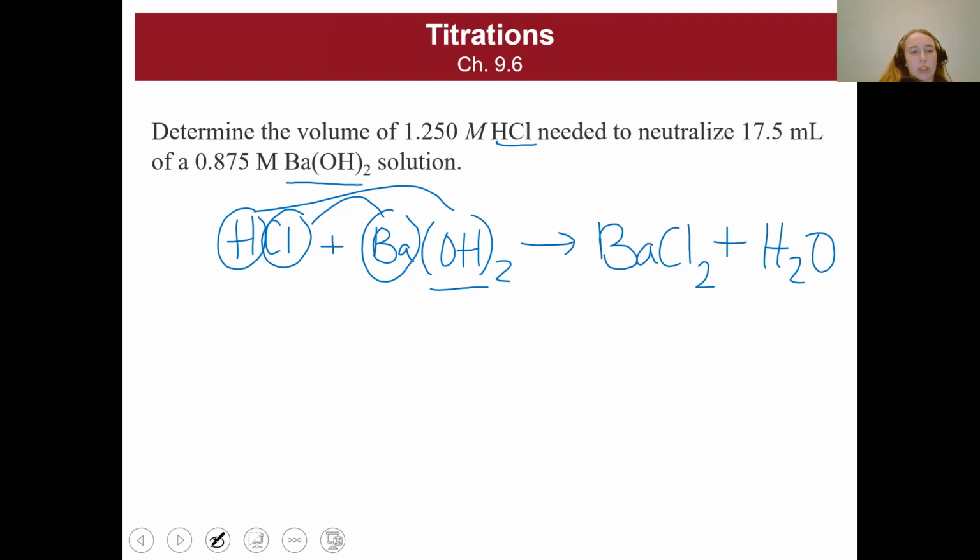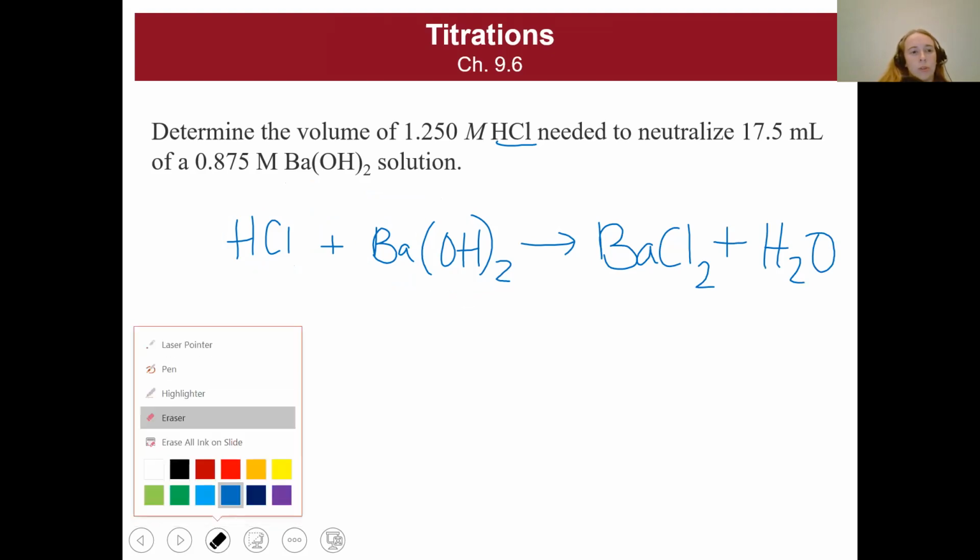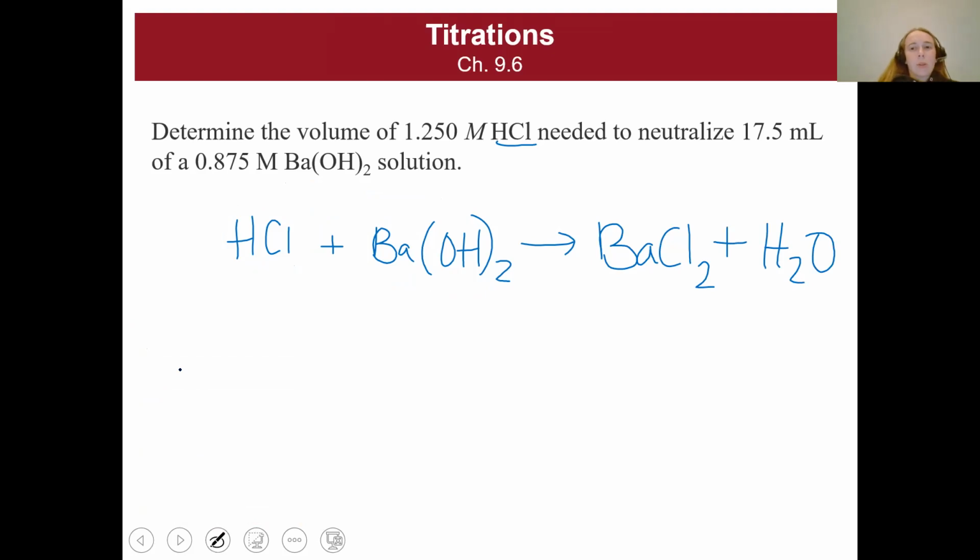So now we need to make sure it's balanced, which it's not. So I'm going to get rid of all that. There are two chlorines on the right, but only one on the left. So I'm going to put a 2 here. So now there's two chlorines on both sides. There's one barium on both sides, so those are good. And now what do we have? We have two OHs and two Hs, so that makes two HOHs or two waters. So that gives us our balanced equation. But again, we don't actually care about this side of the reaction.